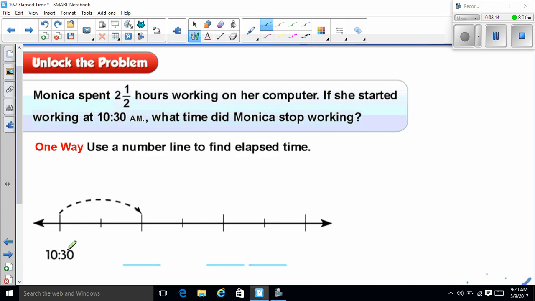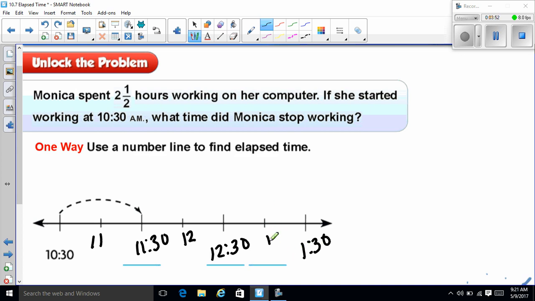Since she's starting at 10:30 a.m., that's this large bar here. I'm going to show every hour by a large bar. So if this is 10:30, this is going to be 11:30. Then my next large bar is going to be 12:30, and my last large bar would be 1:30. Then I'm going by halves. Half of 10:30 and 11:30 is actually going to be 11 o'clock. Half of 11:30 and 12:30 is 12 o'clock, and half of 12:30 to 1:30 is 1 o'clock.